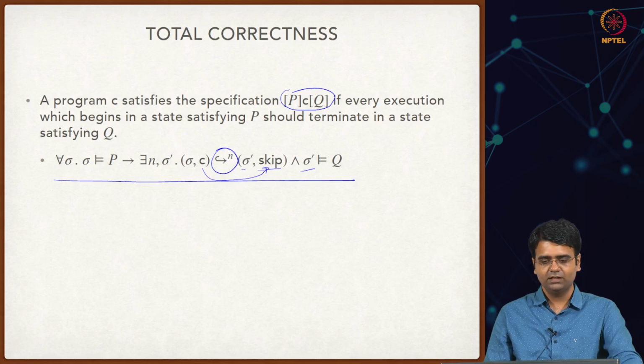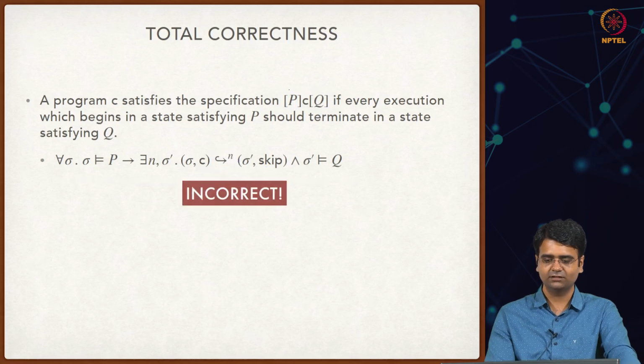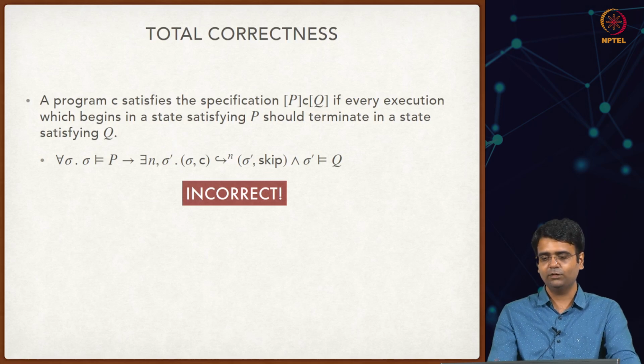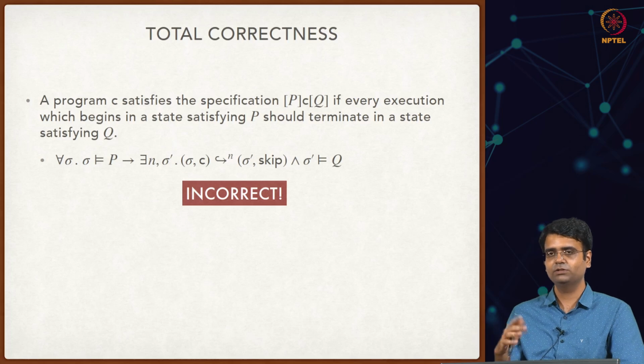So perhaps a bit surprisingly, this particular formulation is not correct. And why is it not correct? It is not correct because of a peculiarity of the IMP programming language, which is non-determinism. We know that the language is non-deterministic, which means that there could be some executions which terminate, but there could also be some executions which don't terminate.